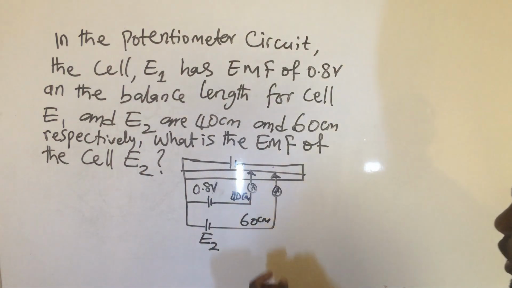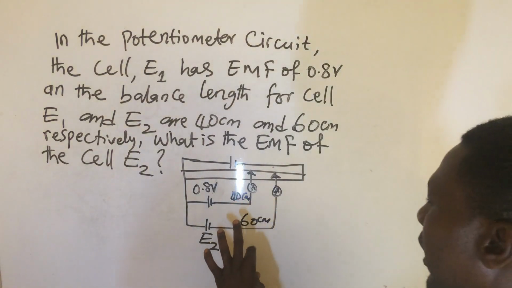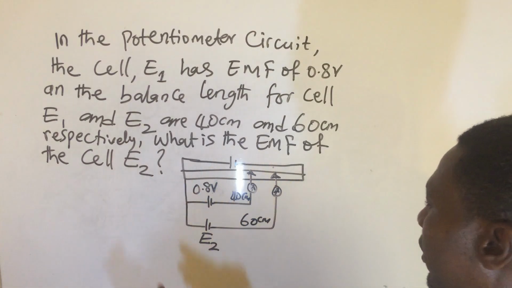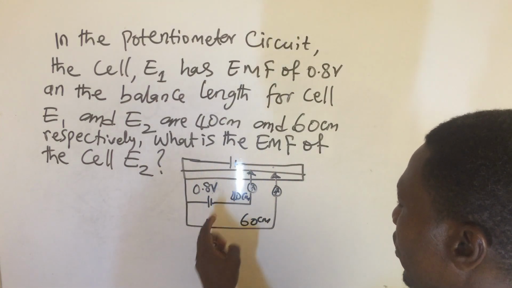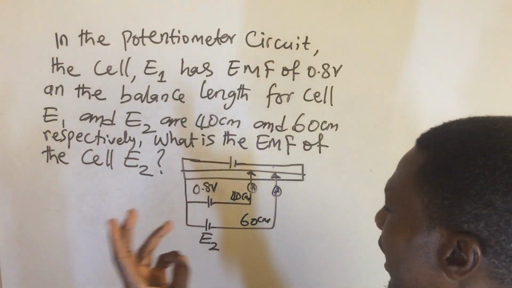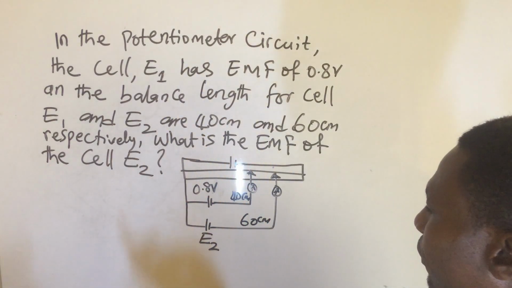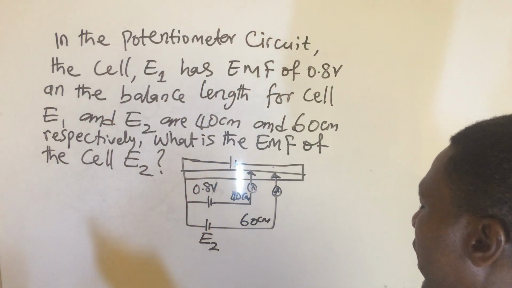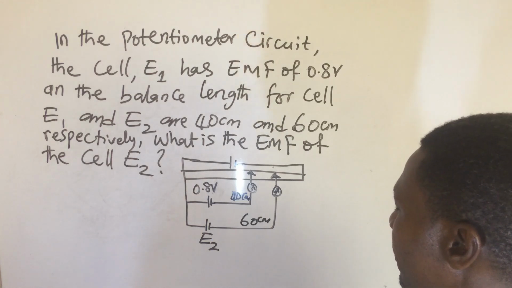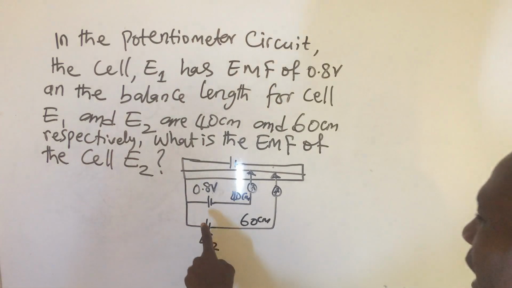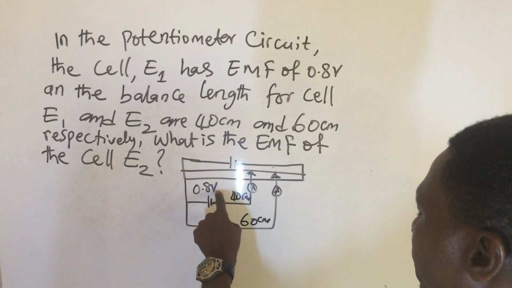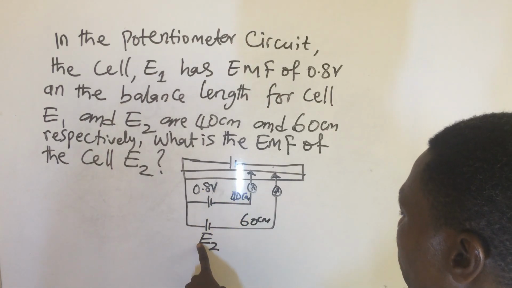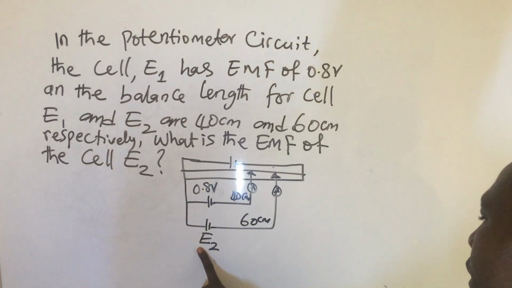So this potentiometer circuit now, this potentiometer is comparing and measuring these two cells. It's comparing and measuring the EMF, that's the force it requires to push current or measure current, right? Now, they have given us the value of the first one, which is 0.8 volts. And now let's say we should calculate for the E2.